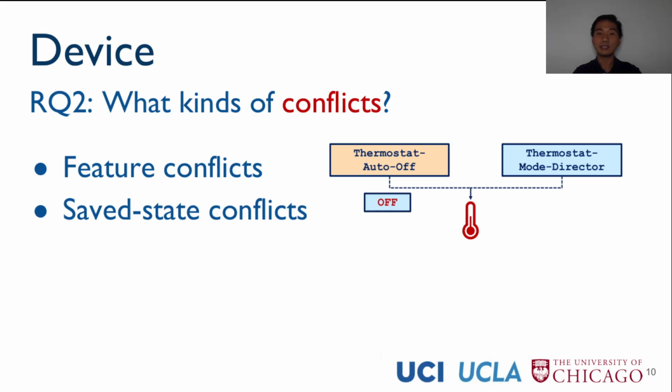Namely when it's initially off. When the thermostat mode director app changes the state of the thermostat to cool, this change is not reflected on the thermostat auto off's local state variable. In the future, this thermostat auto off app would restore the state of the thermostat to a stale value as it has dropped the update from the thermostat mode director app. We call this dropped update.